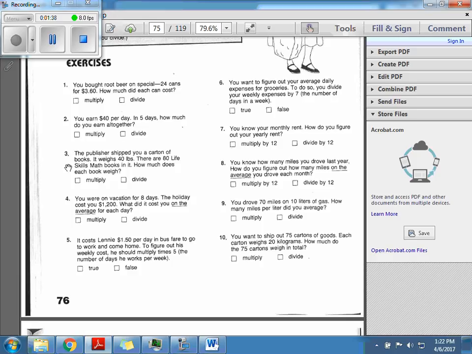Number 3, the publisher shipped you a carton of books. It weighs 40 pounds. There were 80 life skills math books in it. How much does each book weigh? Number 4, you were on vacation for 8 days. The holiday cost you $1,200. What did it cost you on average for each day?